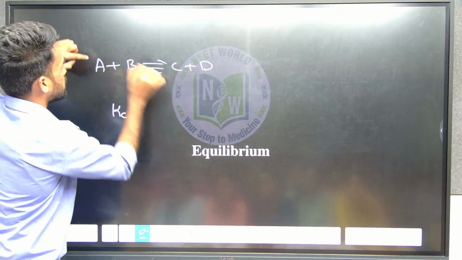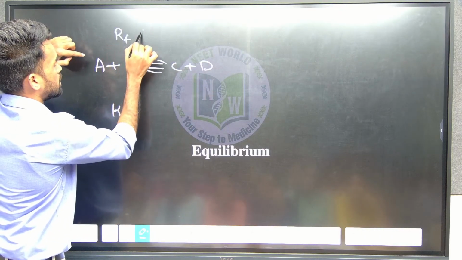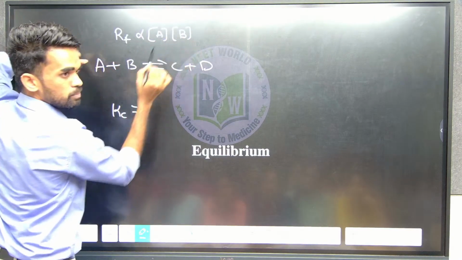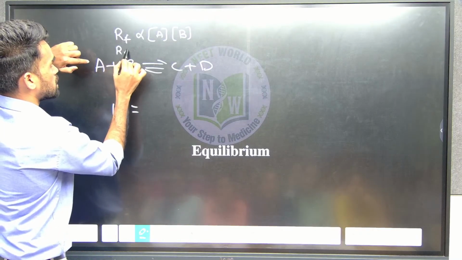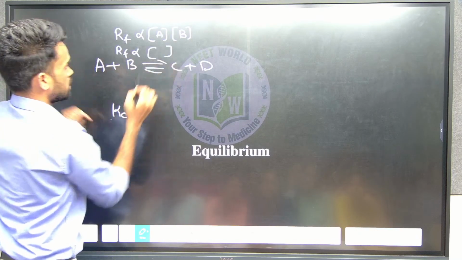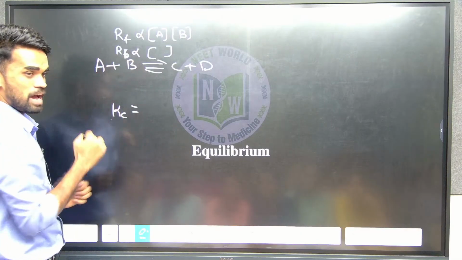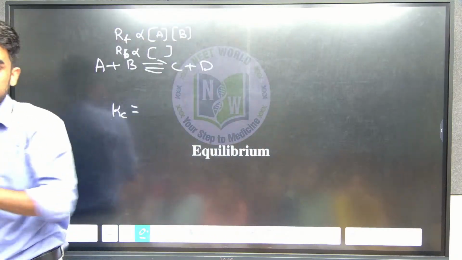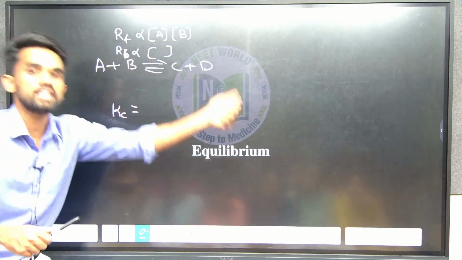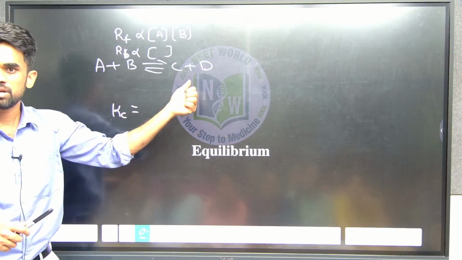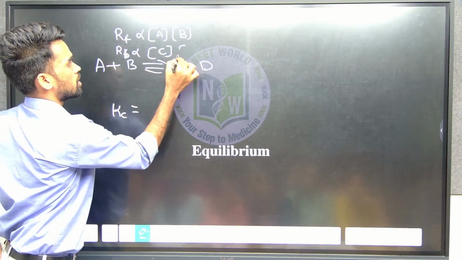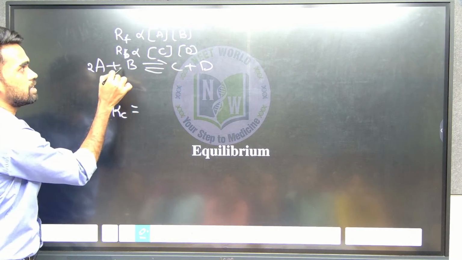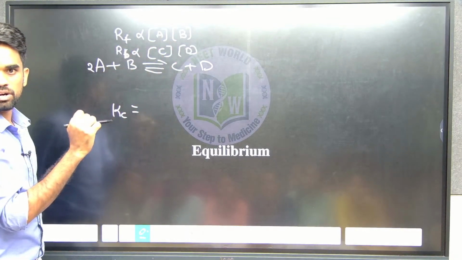For the forward reaction, the rate of forward reaction is directly proportional to the molar concentration of the reactants A and B. Similarly, I am saying the rate of backward reaction. For a backward reaction we are moving from right to left, so what are the reactants? C and D. So you should write the concentrations of C and D. If there are any stoichiometric coefficients like 2, 3, you write them as powers. I hope you know this.